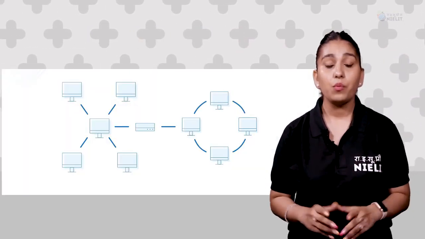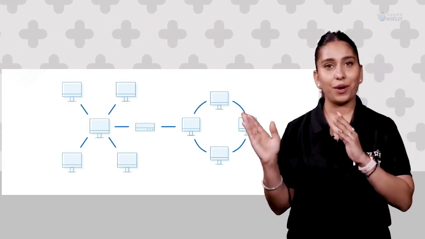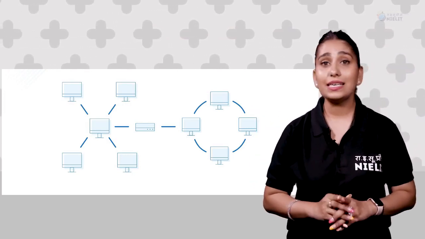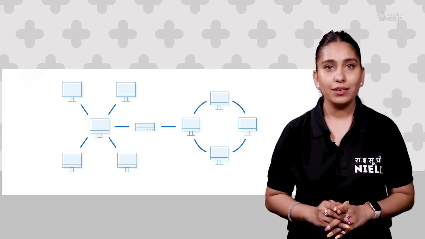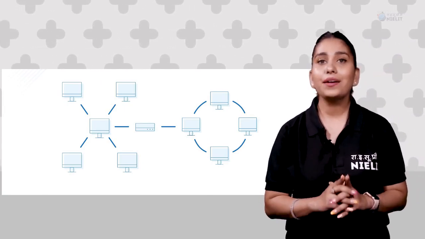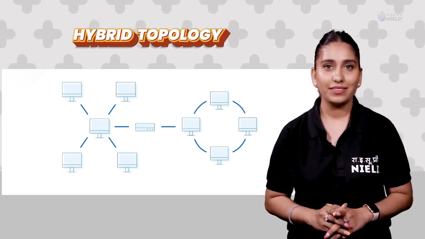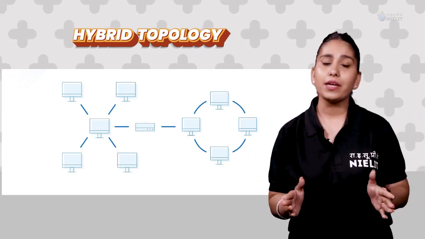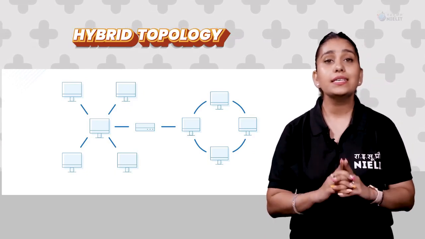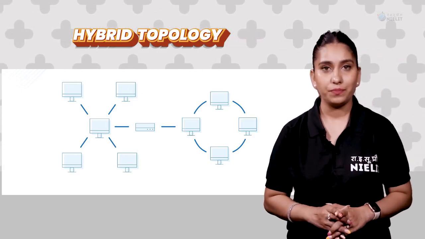Now tell me, what topology do you see in this diagram? We see a bus topology here, a star topology, and a ring topology. Yes, this is the hybrid topology. Any network having more than one topology is said to have hybrid topology. Now we know how networks are classified and how they are laid.